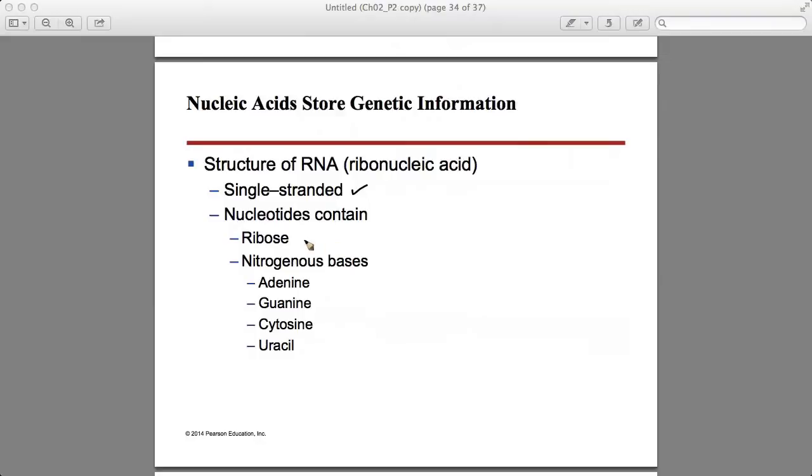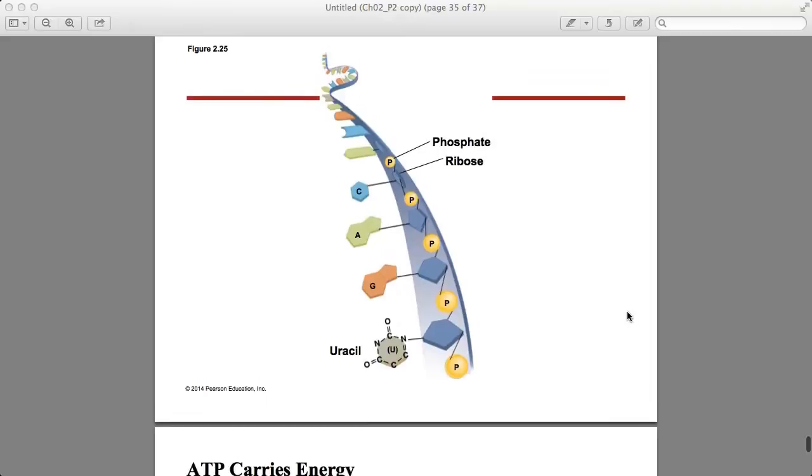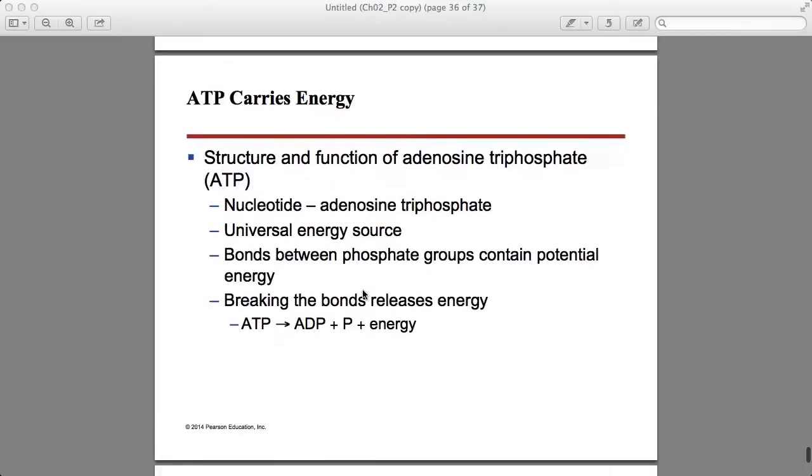And instead of deoxyribose, the sugar is ribose. And the nitrogenous bases are pretty much the same as DNA with one exception. So you have the adenine, the guanine is the same, the cytosine is the same. But instead of thymine, you have uracil. So uracil replaces the T in the DNA molecule. Okay, so it's slightly different. And here you see an example in figure 2.25 of a single-stranded RNA molecule.